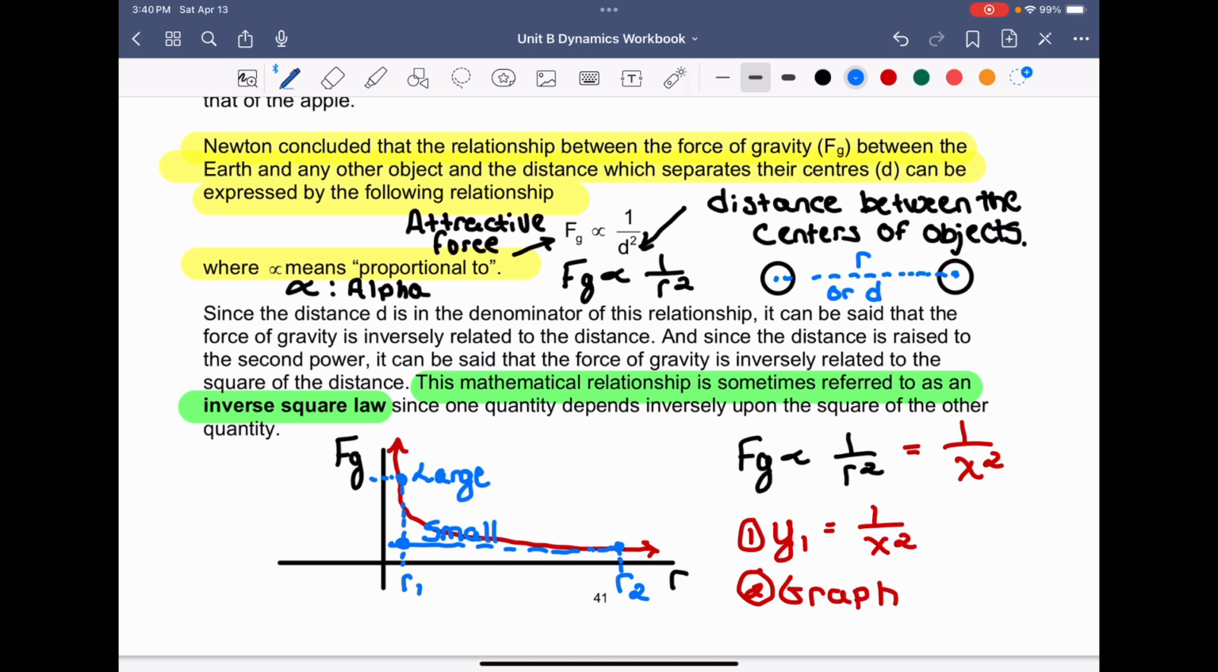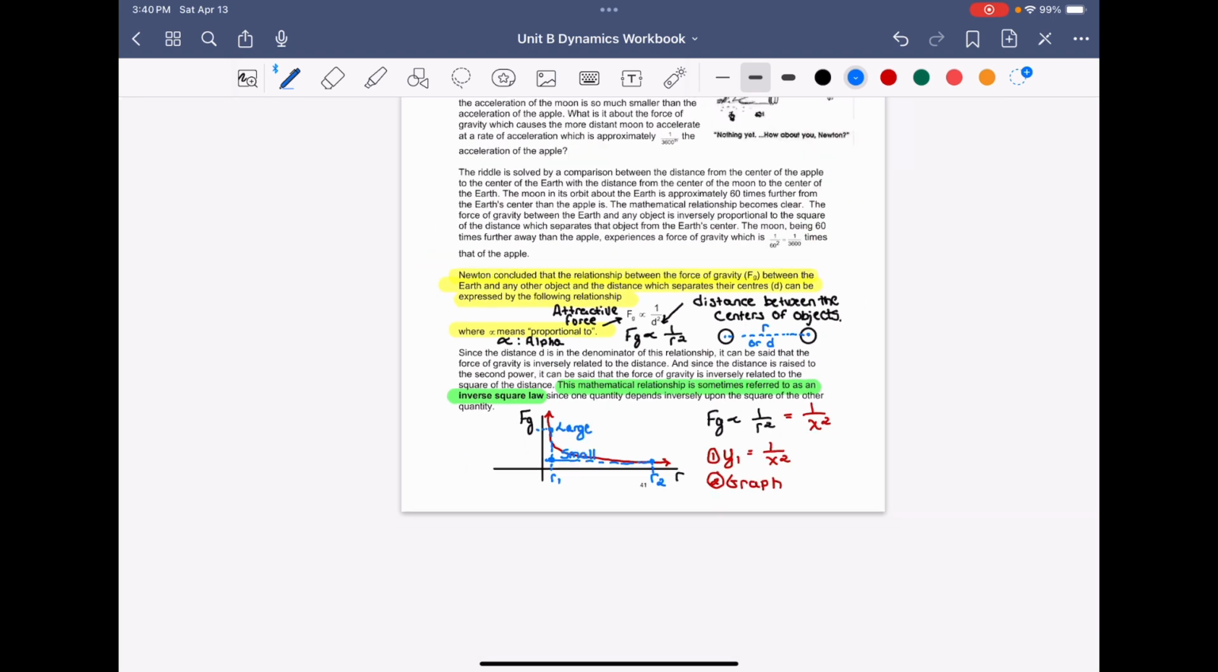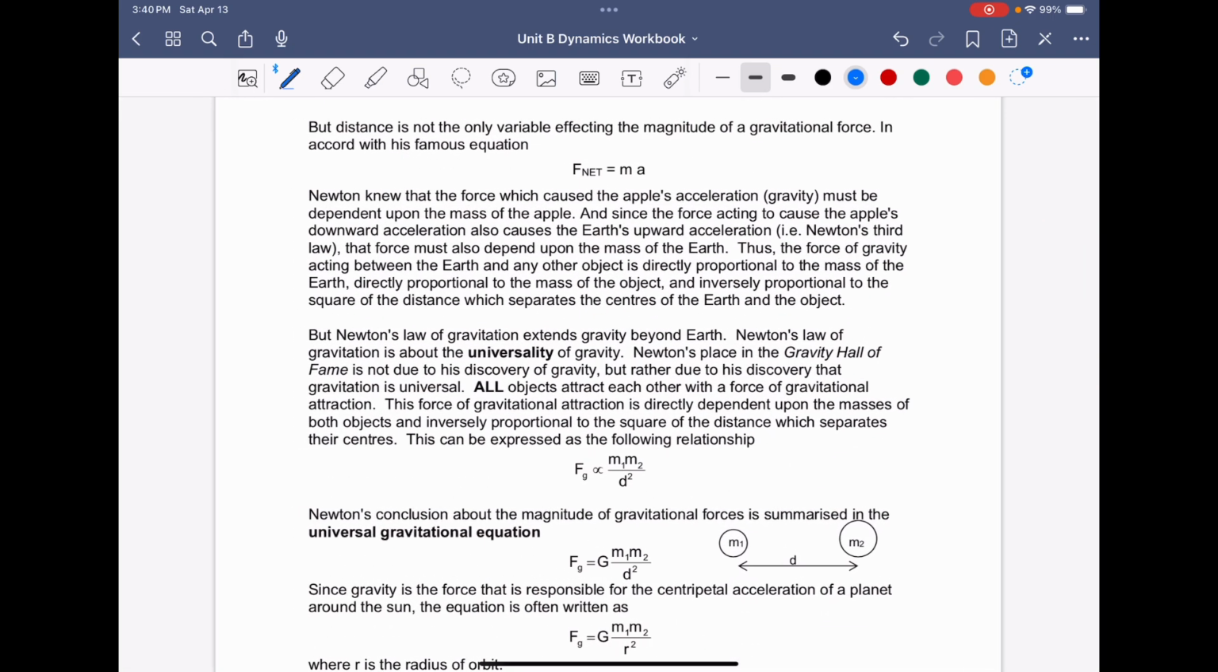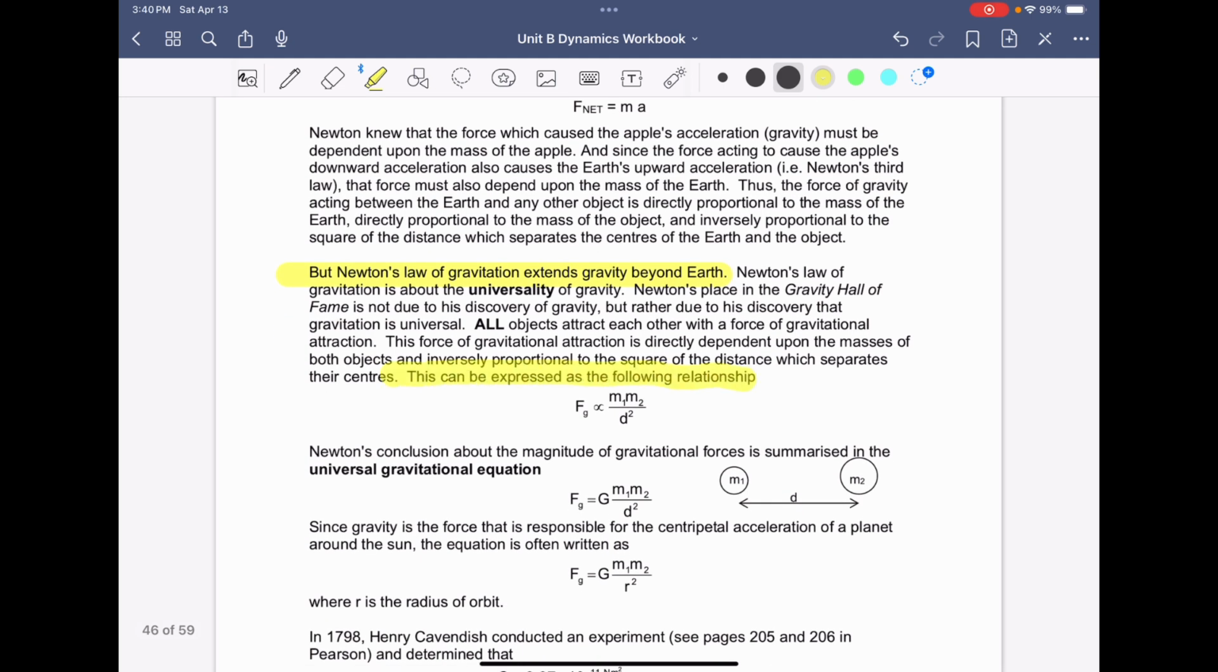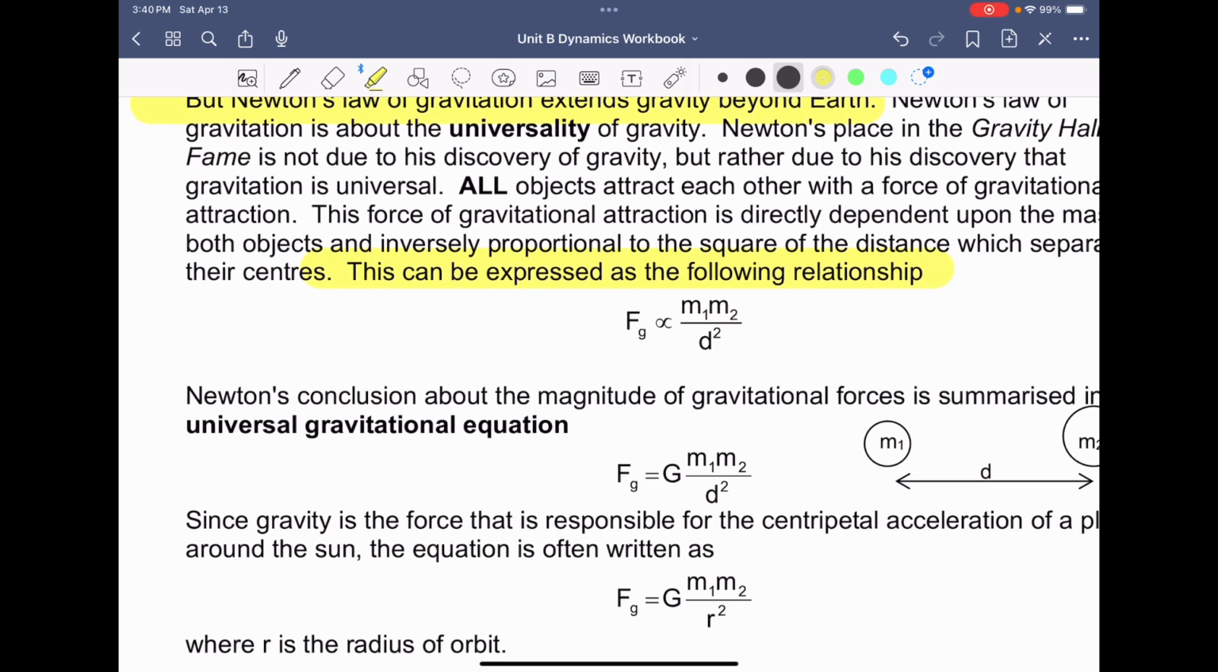Should the force of attractiveness increase or decrease? Okay, now here's where we continue on with Newton's ideas. Newton develops this idea of the law of gravitation extending beyond just Earth. The law of gravitation is this idea that can be expressed as the following.